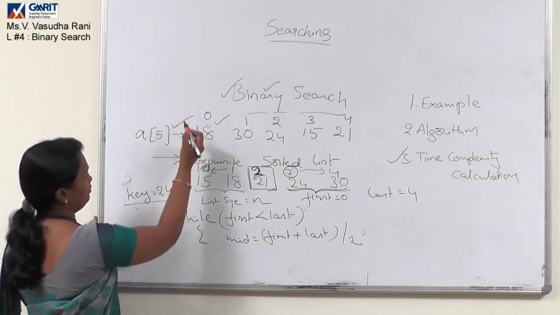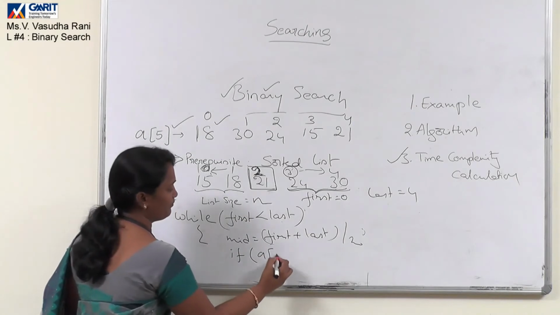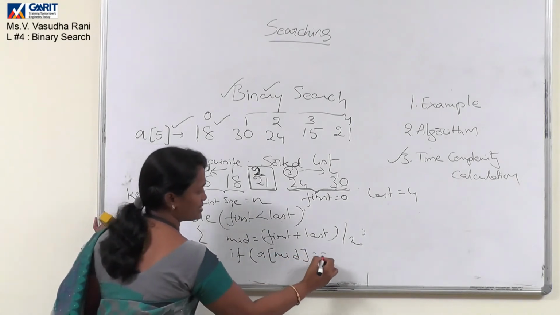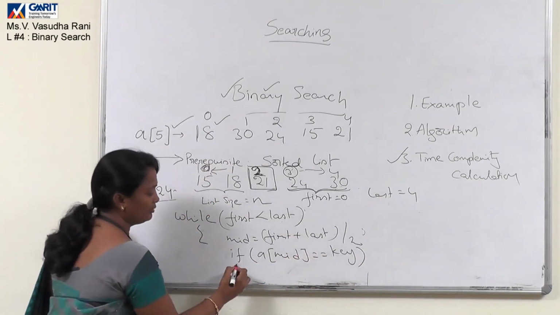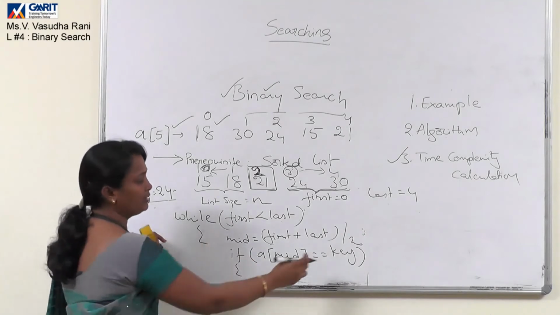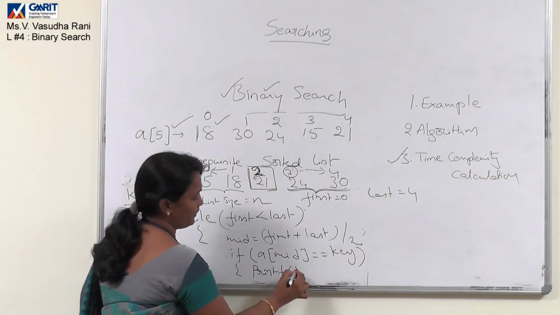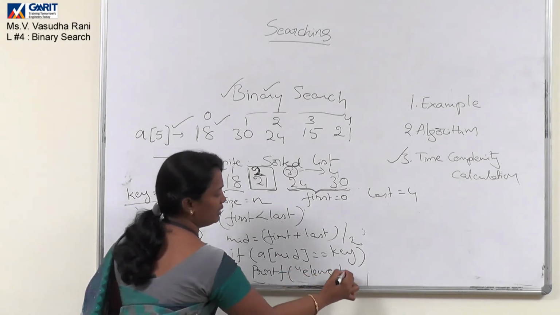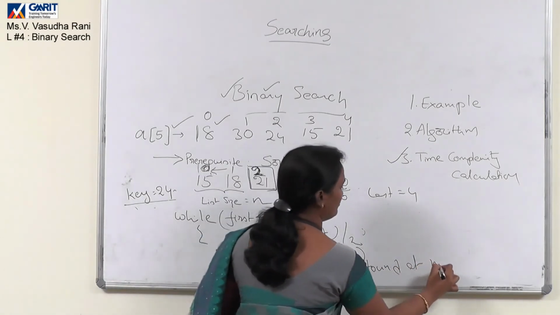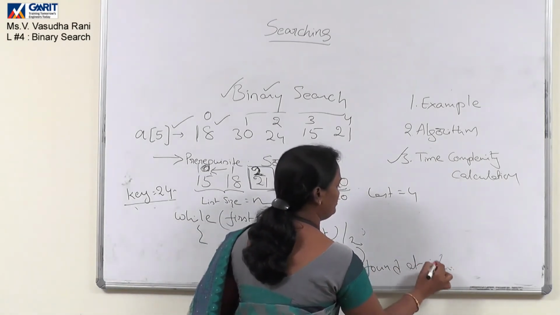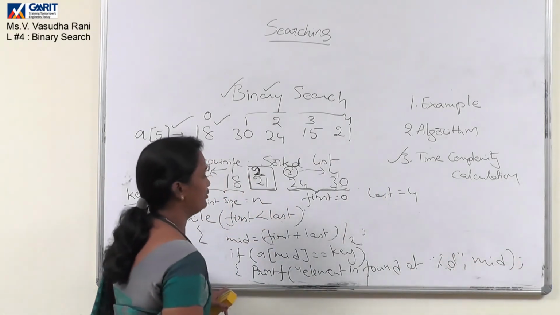This is taken from the A array. So we have to compare: A of mid is equal to key. If this is equal to key, we have reached our destination, that key is found at the mid position. So we can write the code: element is found at mid position.